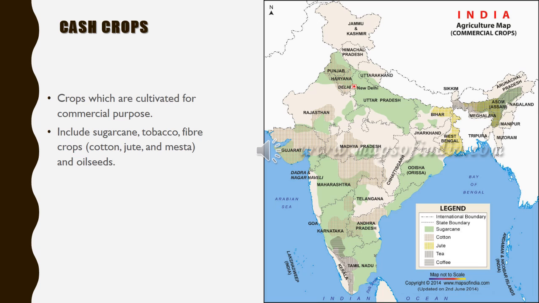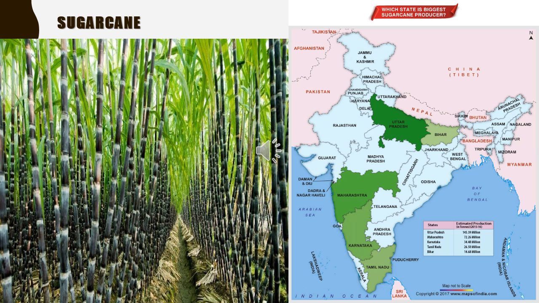They were cultivated in order to get cash, in order to improve the economic status, in order to get money. So it includes sugarcane, tobacco, fiber, then oil seeds. First we will talk about sugarcane. India is the second largest producer of sugarcane in the world.